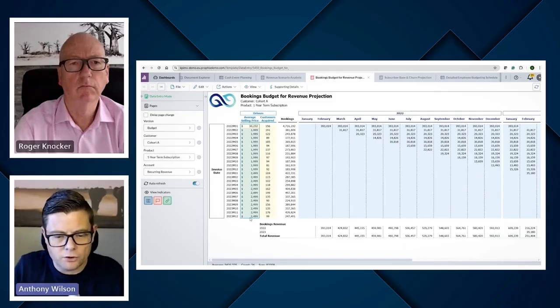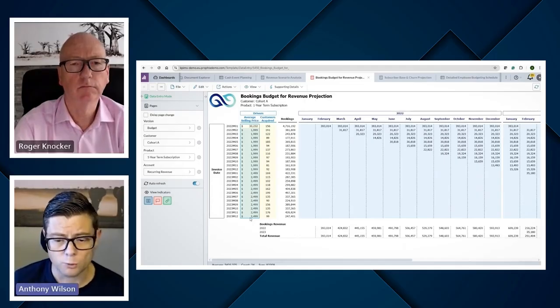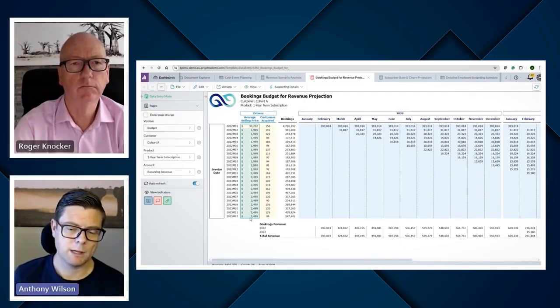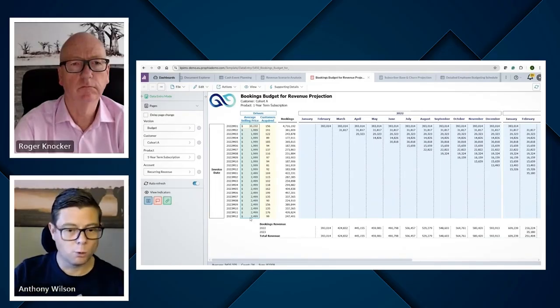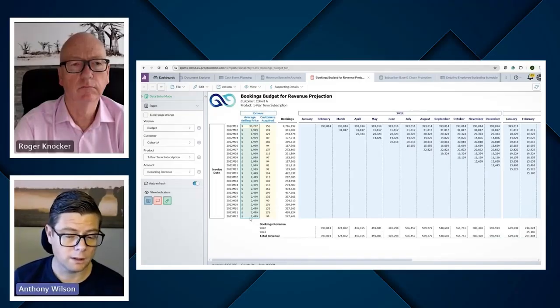So just an illustration of a slightly different revenue model, subscription versus selling a normal sales business, but how we can use drivers to bring that all together and give us the ability to pull those levers and see what the result is on our budget at the end of the day.